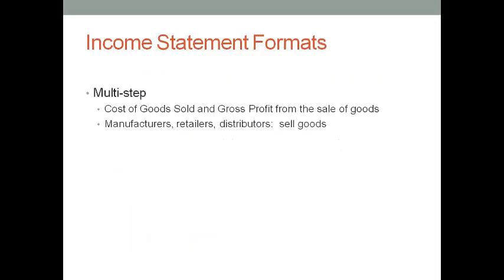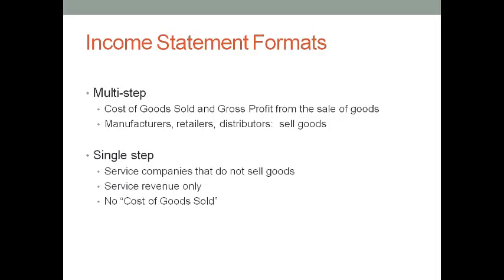The multi-step income statement is used by companies that primarily sell goods. Manufacturing companies, retailers, and distributors generally provide a multi-step income statement so they can give information on the cost of goods sold and gross profit related directly to those goods sold. The single-step income statement is used by service companies that do not sell goods. There is no cost of goods to report, and the statement presents the operating expenses incurred to provide services.